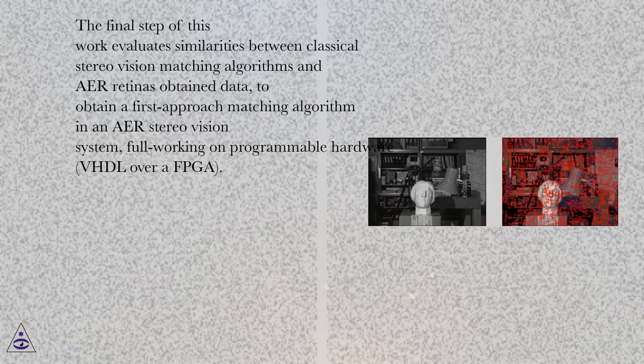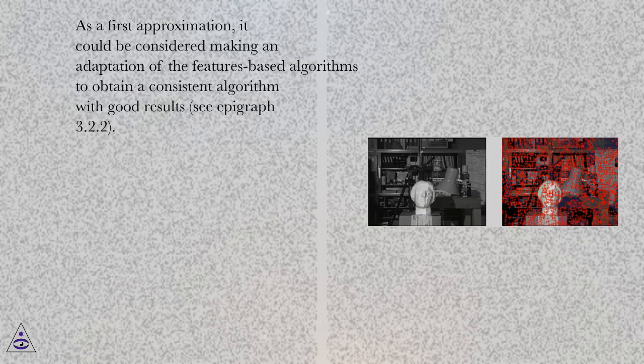The final step of this work evaluates similarities between classical stereo vision matching algorithms and AER retinas' obtained data, to obtain a first approach matching algorithm in an AER stereo vision system, fully working on programmable hardware, VHDL over an FPGA. As a first approximation, it could be considered making an adaptation of the feature-based algorithms to obtain a consistent algorithm with good results, see epigraph 3.2.2.